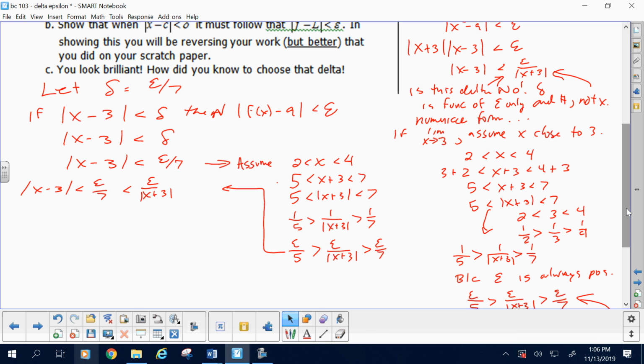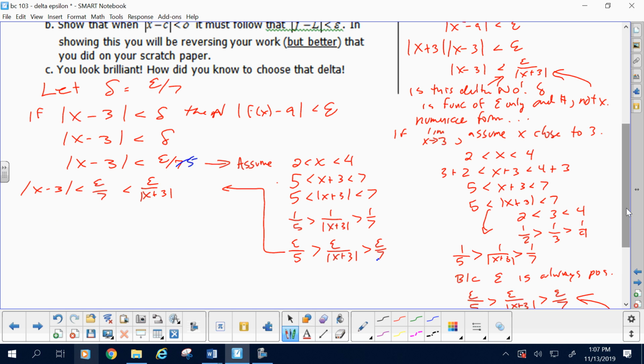Now, I'll finish the proof in a second, but pause here. What if I had chosen epsilon over 5, then where would I be? I would say x minus 3 is less than epsilon over 5, but then what do I do with that? I know that x minus 3 is less than epsilon over 5, and this is less than epsilon over 5, but they're both less than epsilon over 5. I don't know how they relate to each other. You know what I mean? So that's why you choose epsilon over 7, because you get this definite A is less than B is less than C kind of situation.